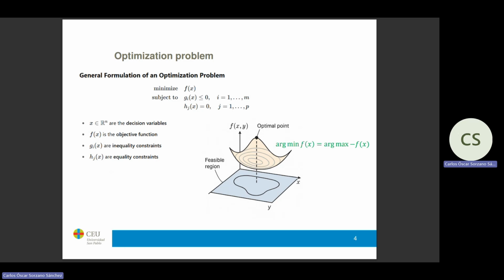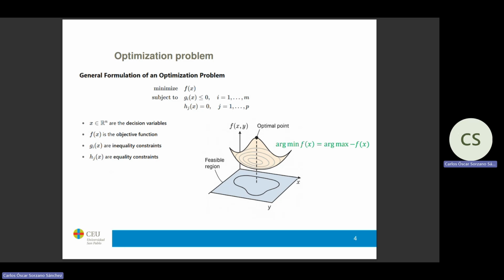So I think this is one of the most general formulations, that is minimize a function subject to some constraints. And these constraints can be inequality constraints or equality constraints. Okay, so the constraints will give you something called the feasible region. So the feasible region is the set of points in the input space. So here I'm using X for the input.